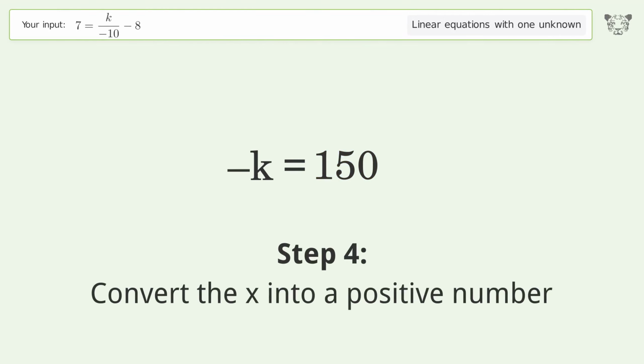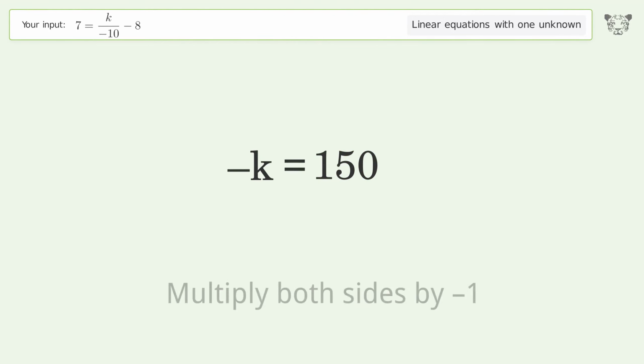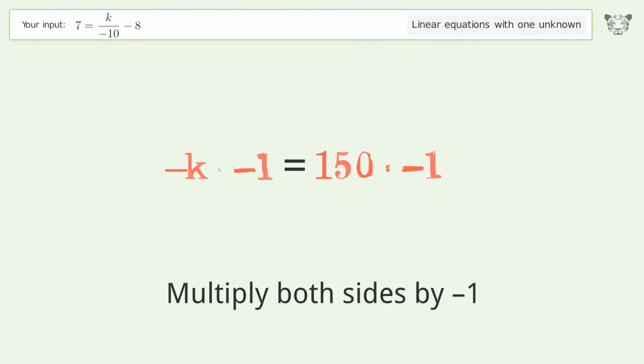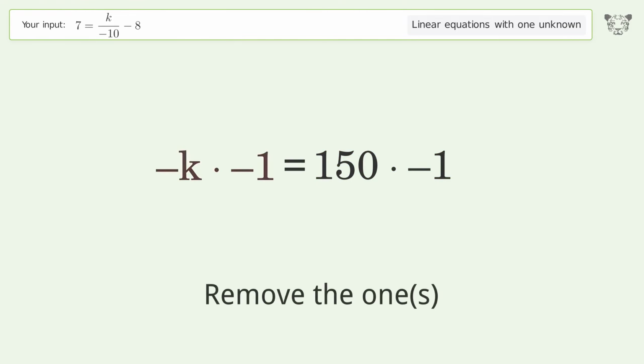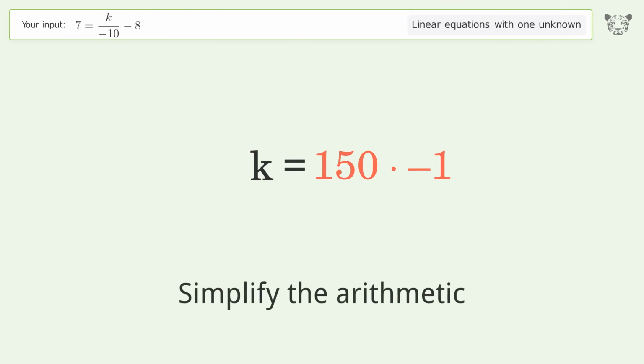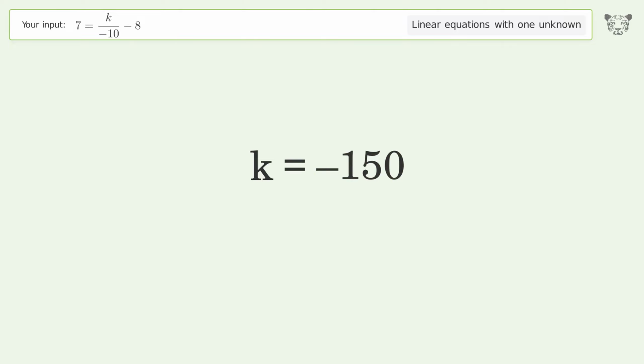Convert the x into a positive number. Multiply both sides by -1. Remove the ones. Simplify the arithmetic. And so the final result is k equals -150.